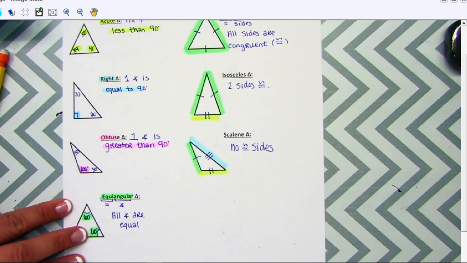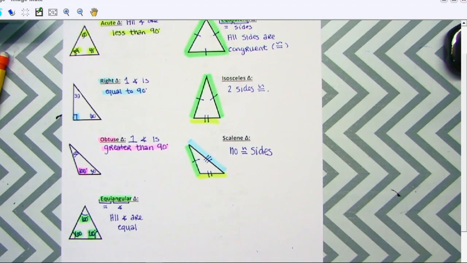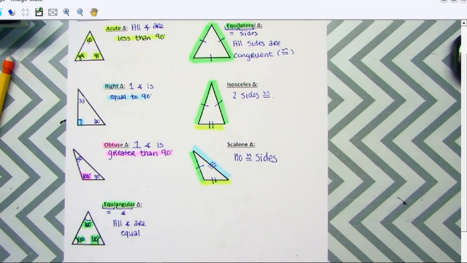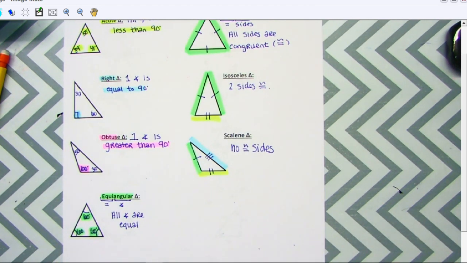Let me see if I can get this to fit the whole page. Kind of. There we go. Nope, I gotta hold it or it's not gonna work. Okay, so here is your trick.